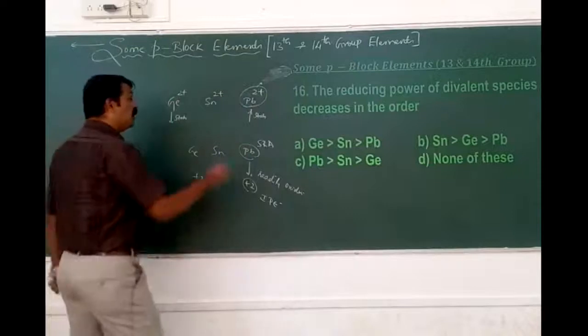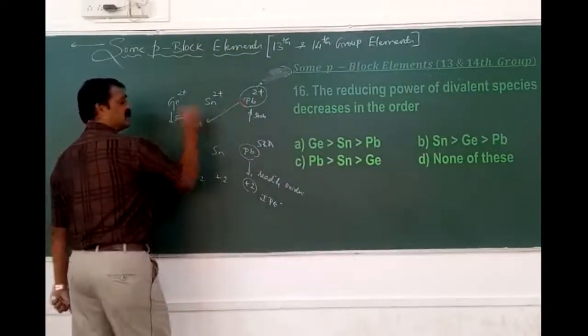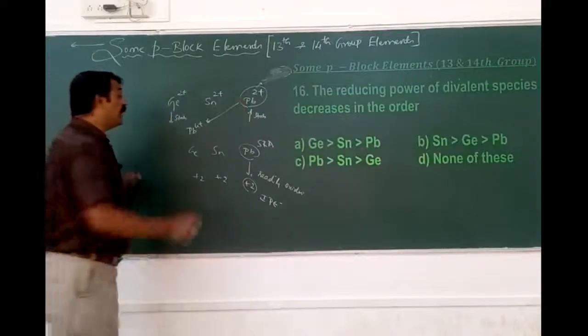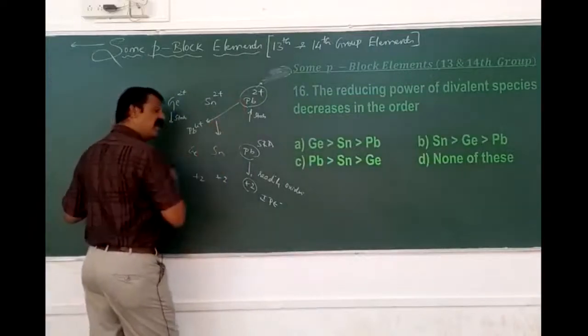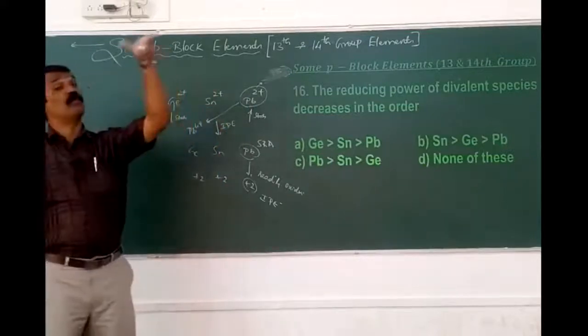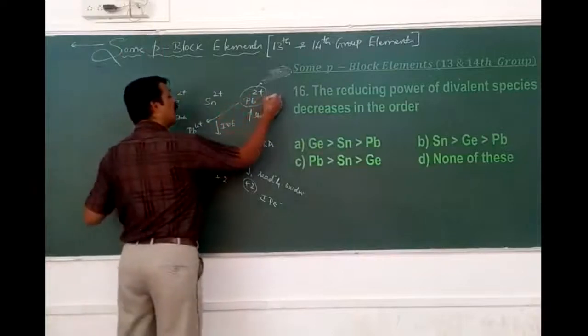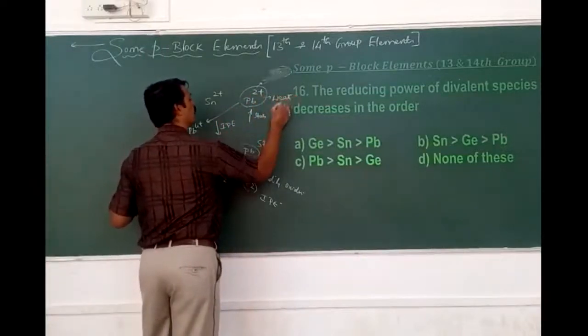But here, this Pb2 plus has to be converted to Pb4 plus. It is less. Why? Because of the same what effect? Inert pair effect. Plus 2 is found to be more stable compared to which one? Plus 4. Therefore, it is considered to be the weak reducing agent.